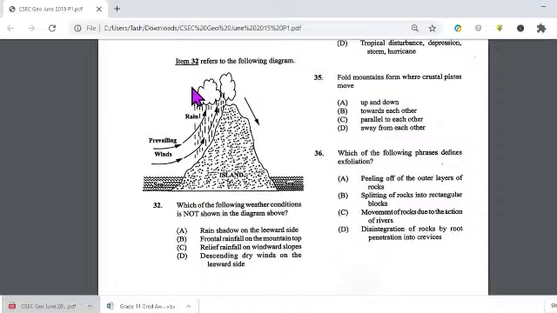You'll be fine, guys. So, 32, letter A, rain shadow on the leeward side is actually missing.